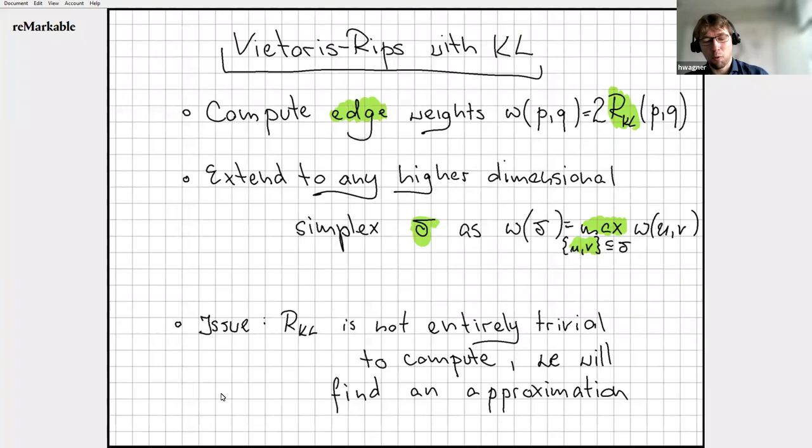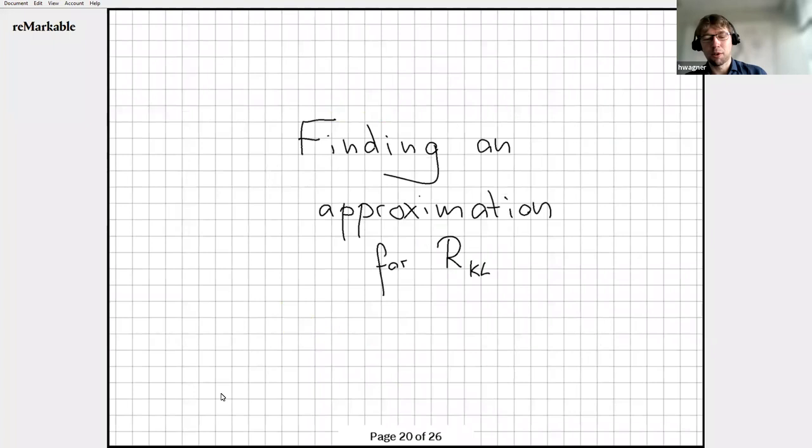One issue is that computing this intersection radius is not entirely trivial, so we will want to find an approximation for this. It's not a terrible computation; it just boils down to a pretty simple convex optimization. But since we have to do this many times, often quadratically many times in the number of input points, this would slow things down. Also, this is not a standard computation that you would get in standard libraries. So we want something as intuitive, hopefully, but slightly easier to compute. We want to find an approximation for this R_KL.